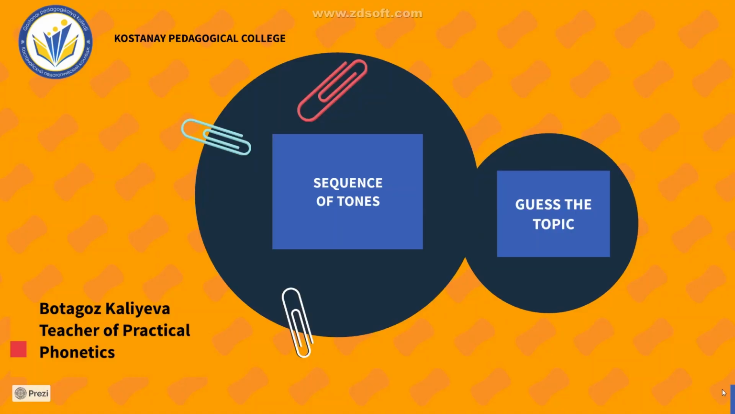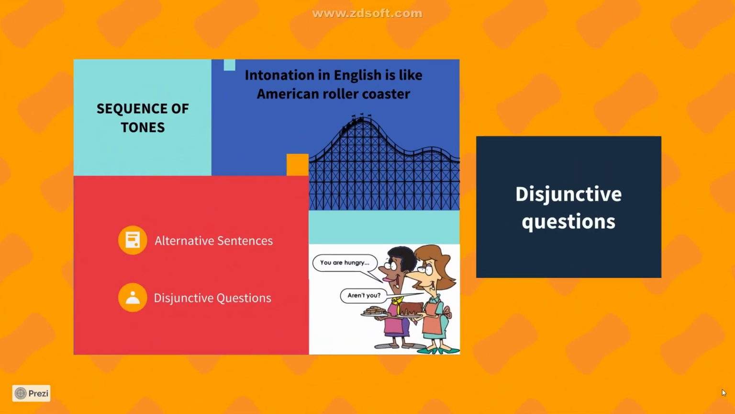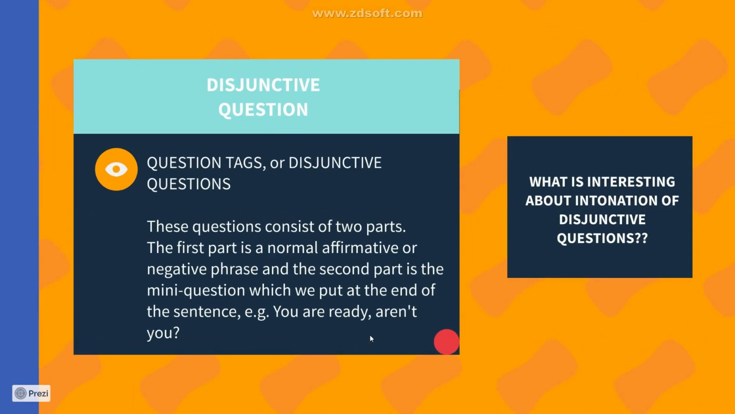Yes. So, as you understand, today we'll speak about disjunctive questions. As you know, in English, intonation is like an American roller coaster. And when we speak about this kind of intonation, we should mention two types of sentences. The first one, alternative sentences. The second is disjunctive questions. An example of a disjunctive question we have in the picture. You are hungry, aren't you? So, disjunctive question, or we call it differently tag questions or question tags.